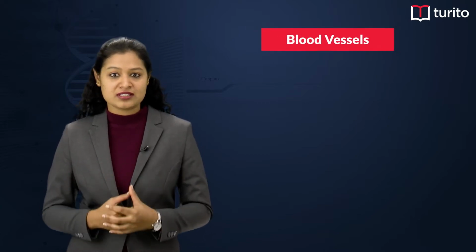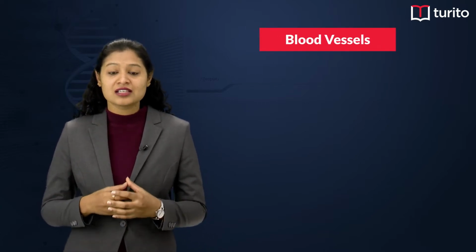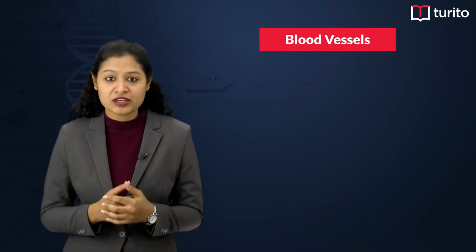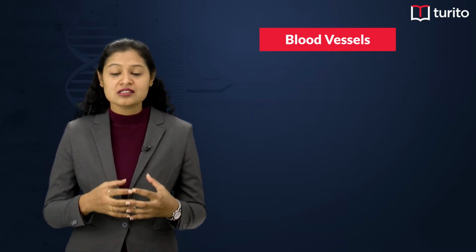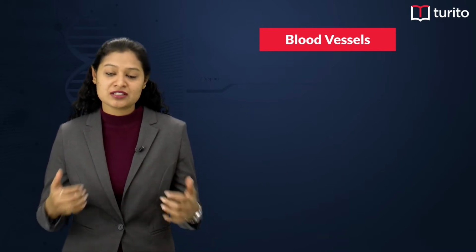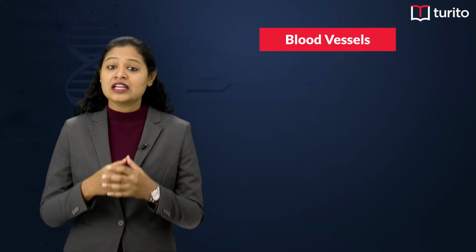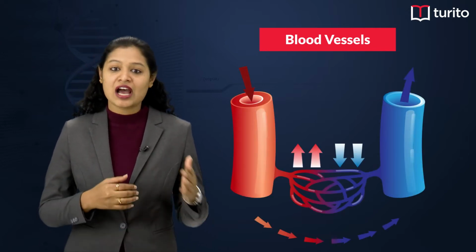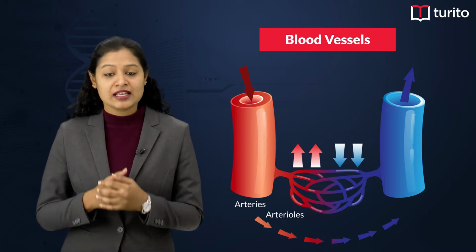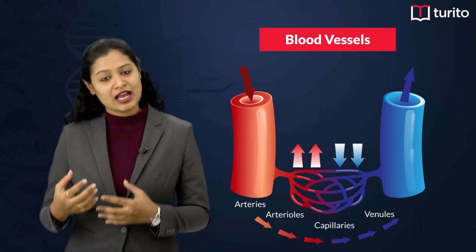We know that the human circulatory system can be divided into two parts. One is the pumping organ and the other is blood vessels. So the blood from the heart is carried to every part of the body through a network of channels of varying diameters of blood vessels present. Now these blood vessels include arteries, arterioles, capillaries, venules and veins.